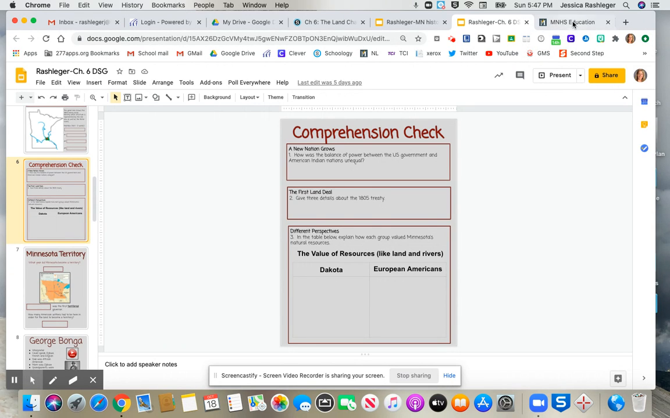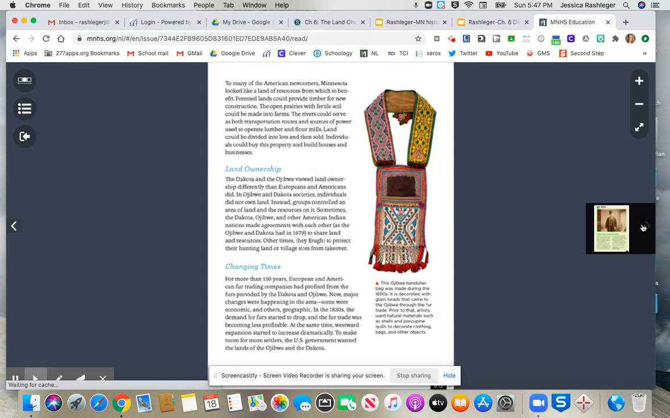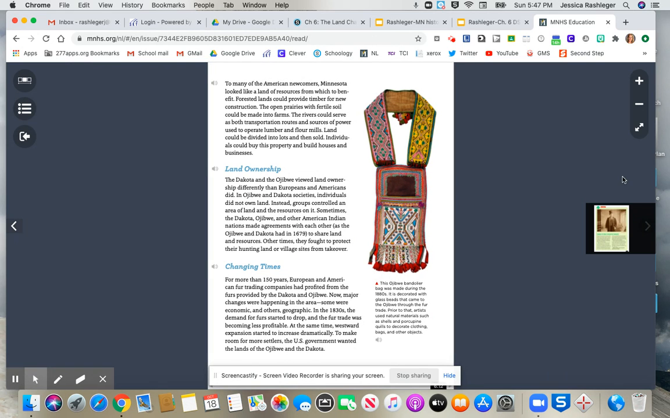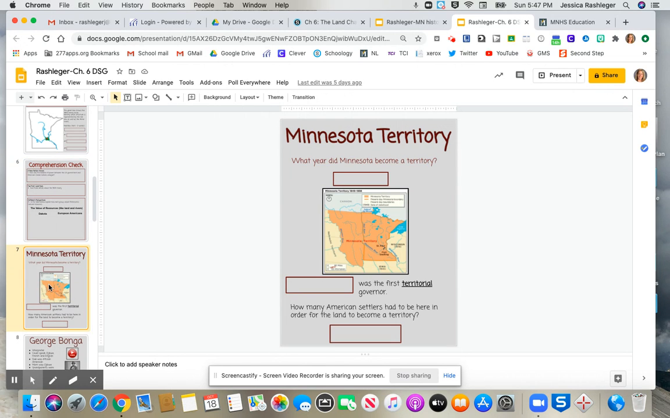Okay, so go ahead and read that section, which there's a couple pages. And then you can head back and fill in that last section, talking about the value of resources. On this side, you're going to write down what the Dakota thought about the value of resources, like land and rivers. And then on the other side, what European Americans thought about resources. Okay, two completely different perspectives. Then I just like to click on the next slide so I know what I'm looking for.